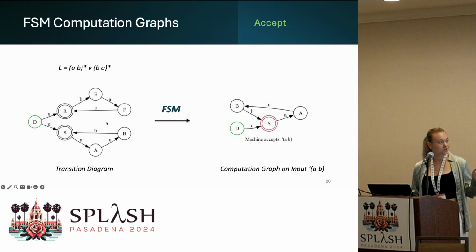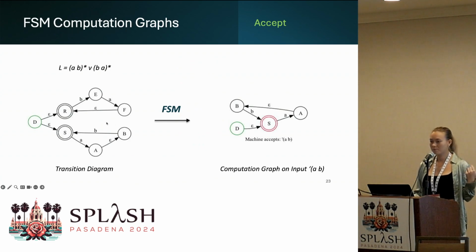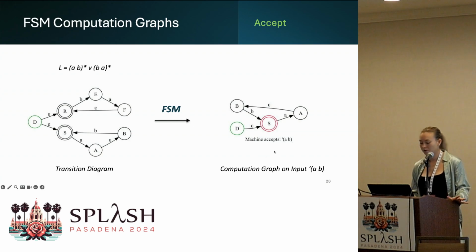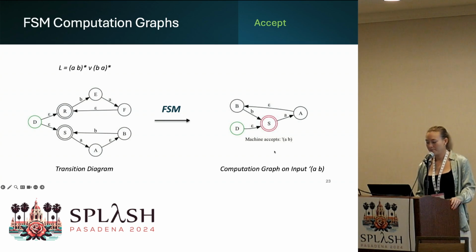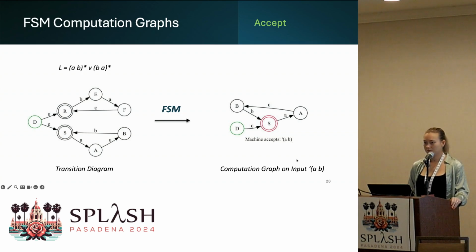On the left is the transition diagram for our example machine. The language is AB star or BA star. On the right is the computation graph for that machine on the input word AB. Now we use Graphviz to generate this appealing layout.